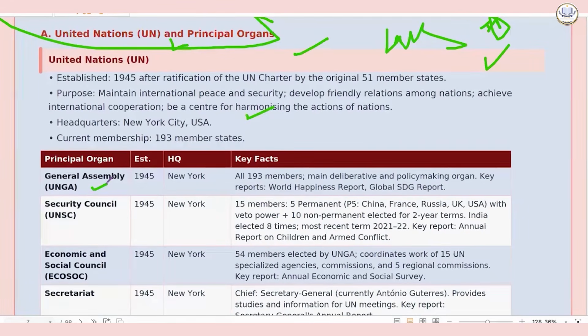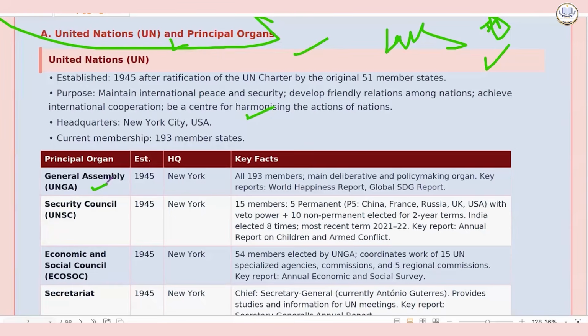The principal organ is UNGA, that is United Nations General Assembly, which was established in 1945 itself, and all 193 members are part of it. It is main deliberative and policy making organ, and it releases reports like World Happiness Report, Global SDG Report. Okay. So your World Happiness Report also stays in news, and I have included the reports along with the organization so that you don't have to go and read it again.